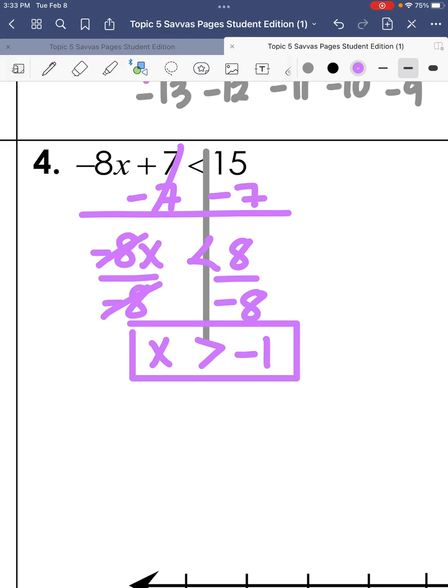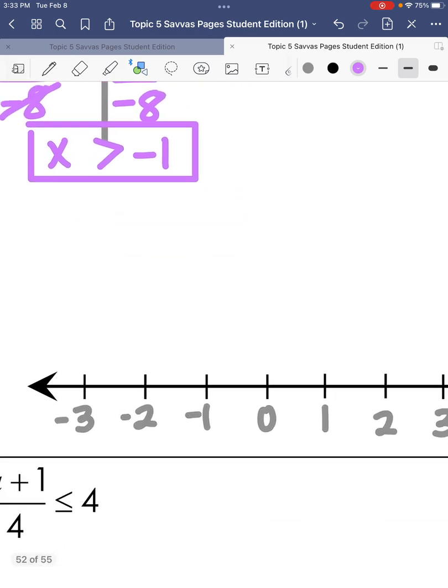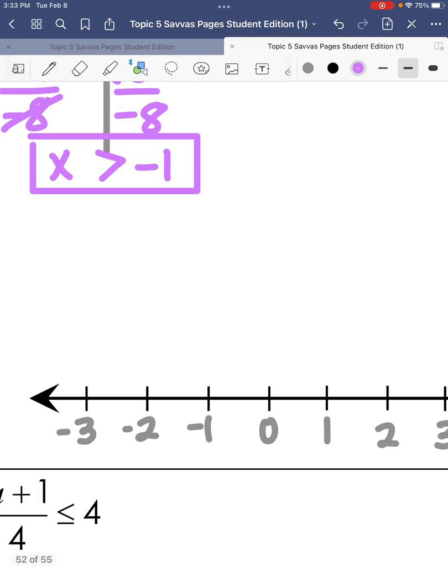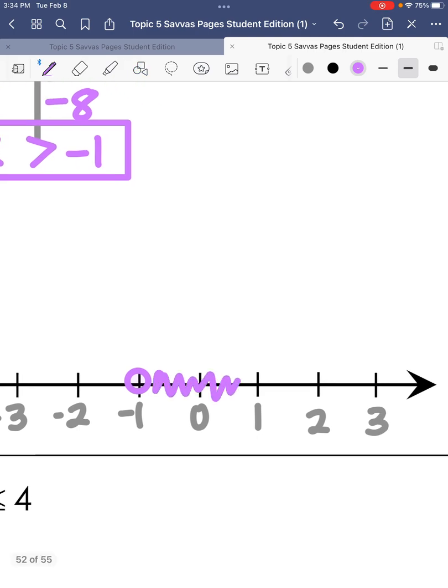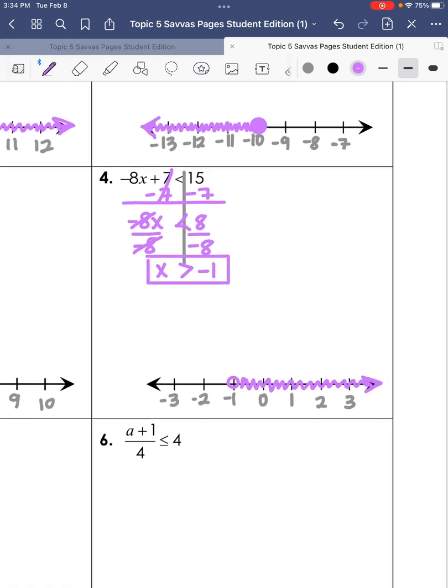Now I just need to graph that. So I've already labeled my number line. At -1, I need an open circle. So there I've got an open circle, and I shade all the numbers that are bigger. So I'm shading towards +3, and I'm going to go beyond and include that arrow.